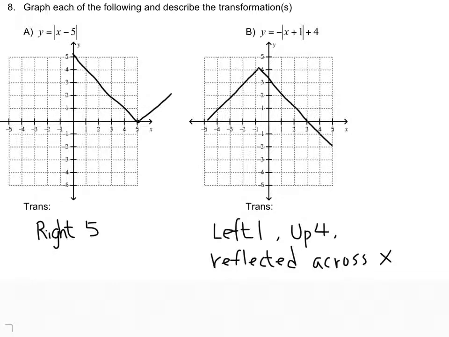Letter B, y equals negative the absolute value of x plus 1, plus 4. So plus 1 is inside the absolute value function. You have to make that into x minus -1. So that means left 1 unit. Plus 4 is outside the absolute value function. So it's going to move the whole function up by 4. And then the negative 1 is multiplying the absolute value function. So that's reflected across the x-axis. Left 1, up 4, reflect across the x.